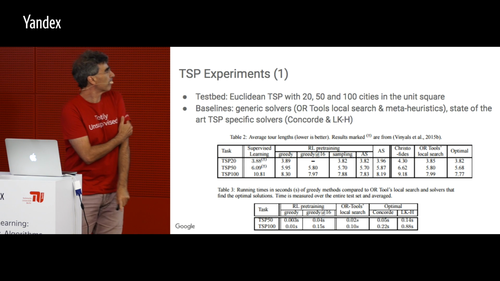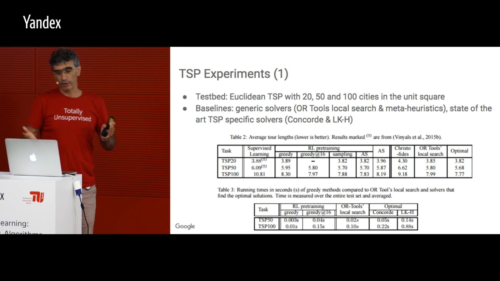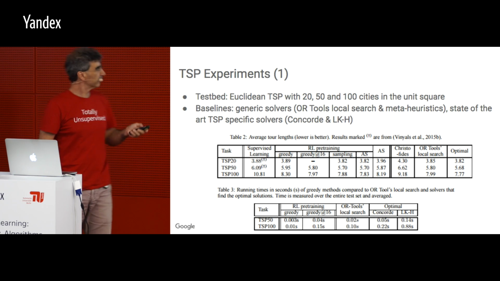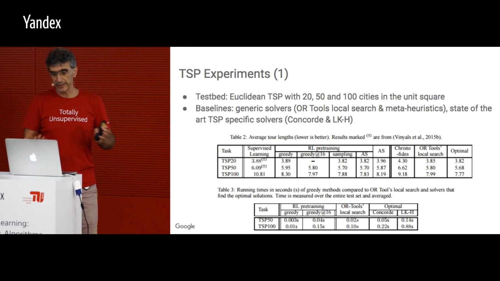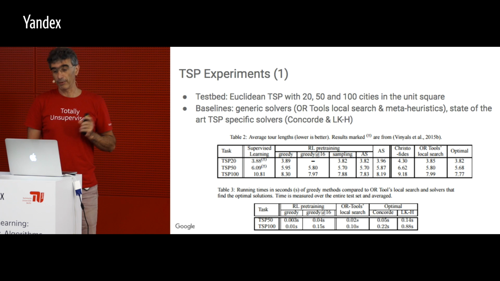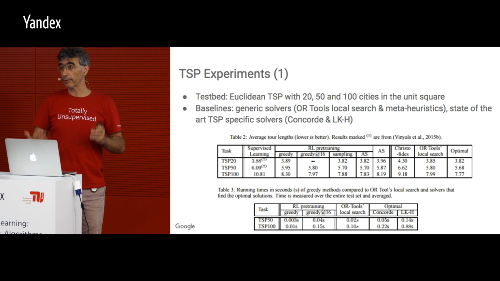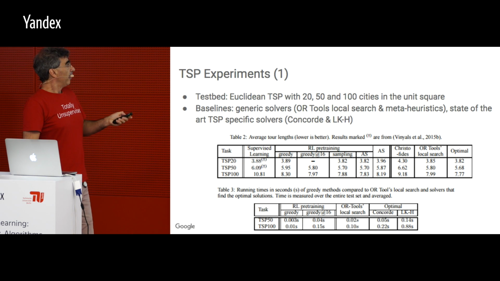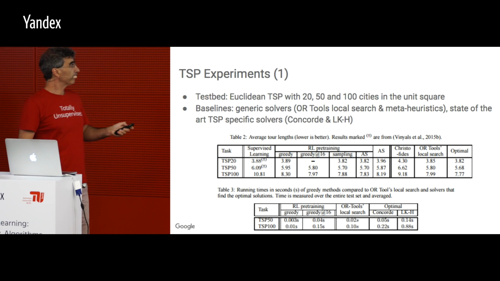So some results on these toy TSP problems. The numbers here, 20, 50, and 100, are the number of cities. So it's very small. We took these numbers because we wanted to compare to the pointer network paper, which used a supervised learning set of known tours for which we had the solution. The numbers that we see in this table are the actual size of the tour, so the smaller the better.